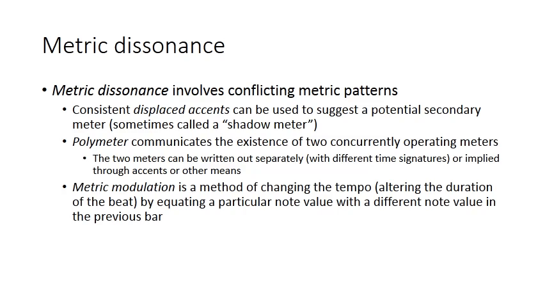Another thing that happens in 20th century music is metric modulation. This is a method of changing the tempo by equating a particular note value with a different note value in the previous bar. So you could take an eighth note in one meter and make it a dotted eighth note, or make it a quarter note in the next meter, and that changes the tempo. This is easier to demonstrate than it is to describe here. But metric modulation is a means of changing from one tempo to another by means of meter.